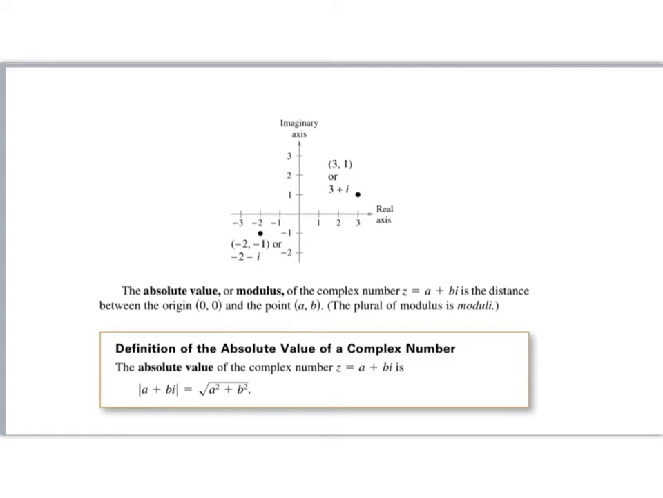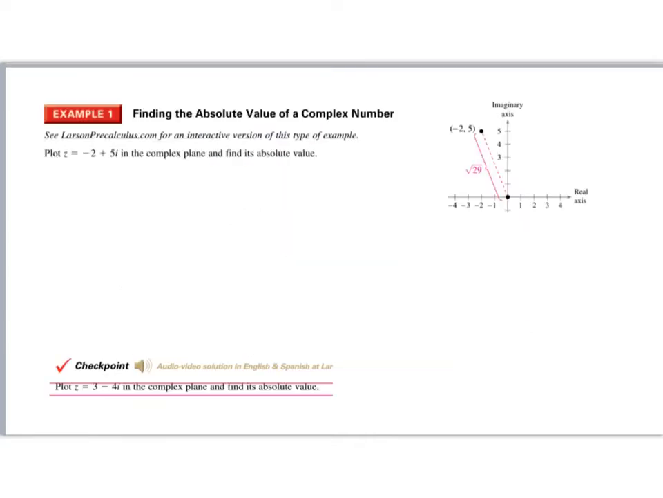If we take a look here, what I want you to notice is how they label the complex plane. You have an imaginary axis and a real axis. This is your real number, this is your imaginary number. Notice that the number is 3 and 1. It's just 3, 1. You just do it straight up. And then the definition of the absolute value of a complex number is just doing that distance formula.